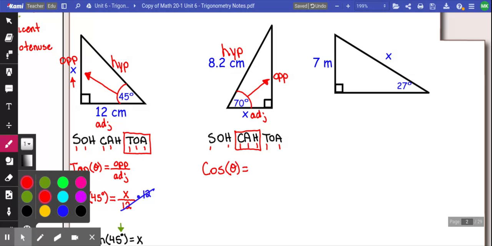So cosine equals adjacent divided by hypotenuse. We plug in our numbers, so this becomes cosine of 70 degrees equals adjacent side, which is x, divided by hypotenuse side, which is 8.2. Our goal is to get x by itself, so we need to multiply this 8.2 to the other side.